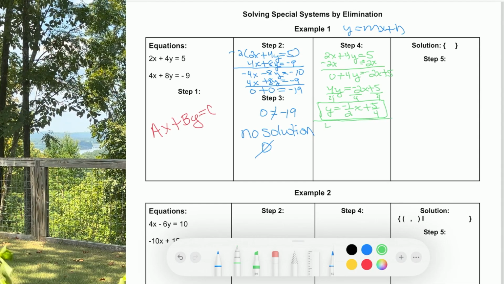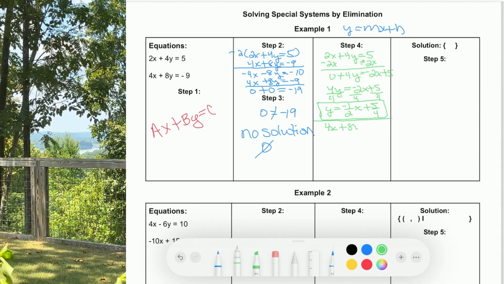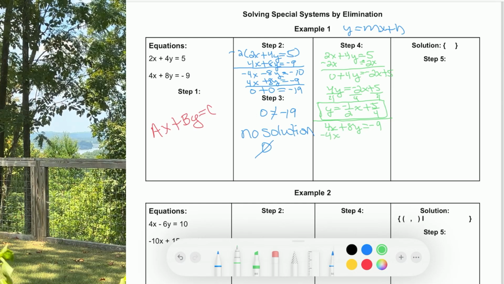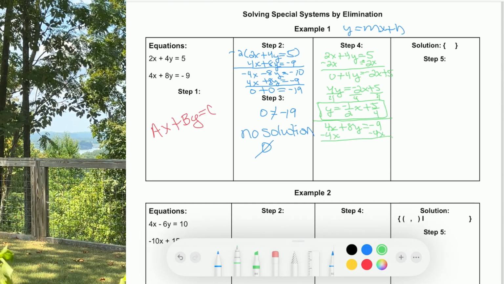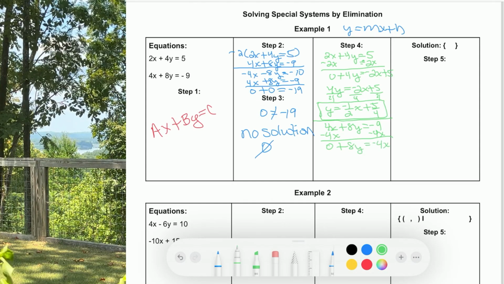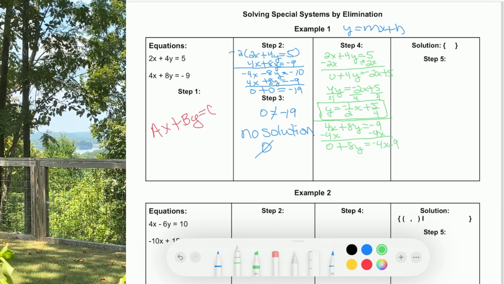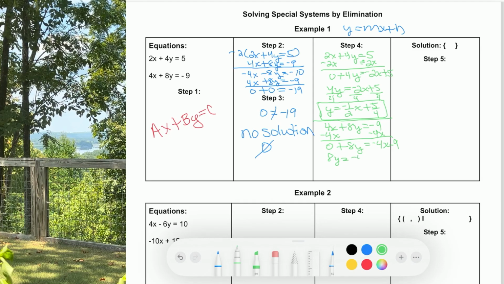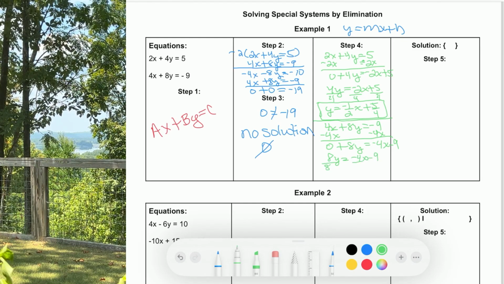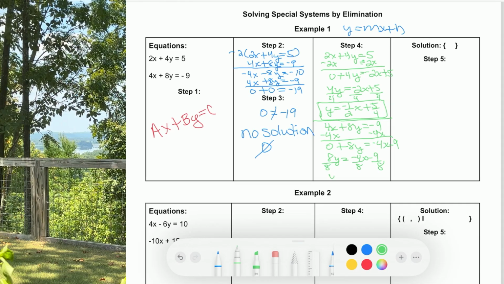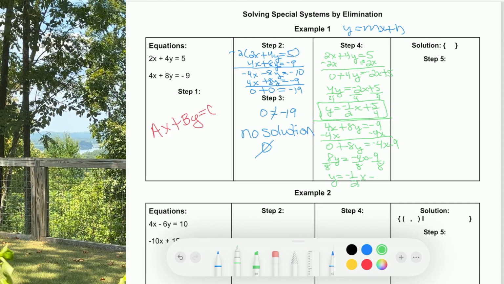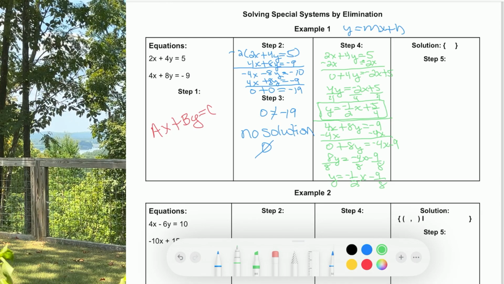Let's do our second one. 4x plus 8y equals negative 9. Subtract 4x. I get 0 plus 8y equals negative 4x minus 9. All right, divide everything by 8. I end up with y equals negative 1/2 x when I reduce that fraction, minus 9/8.